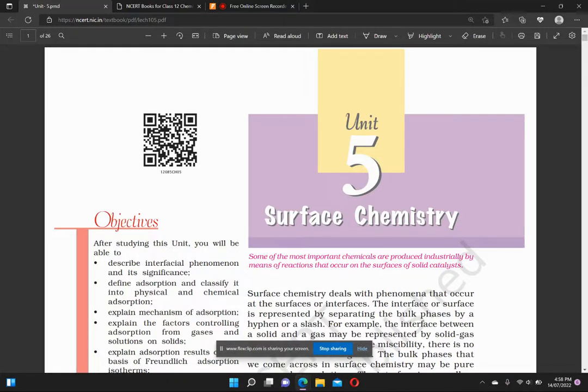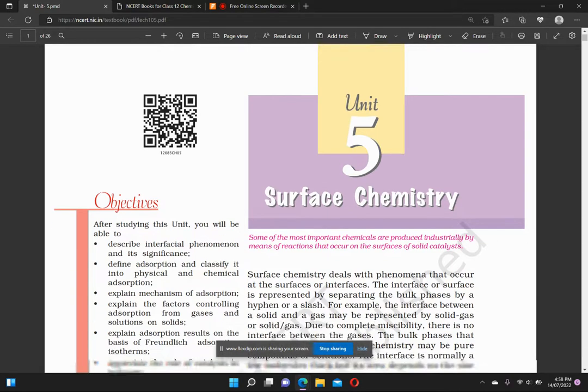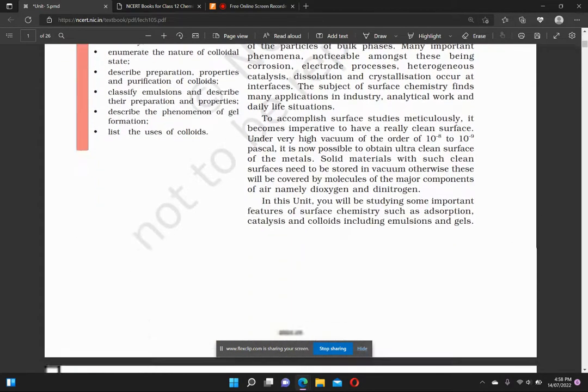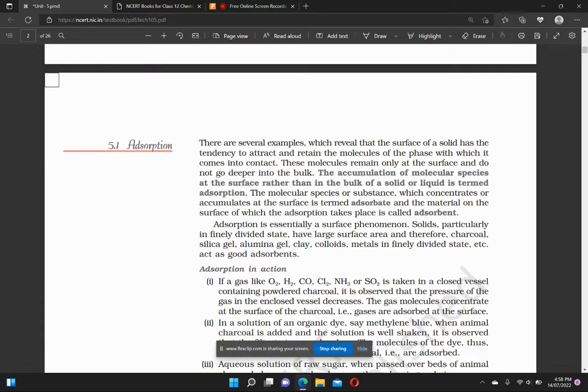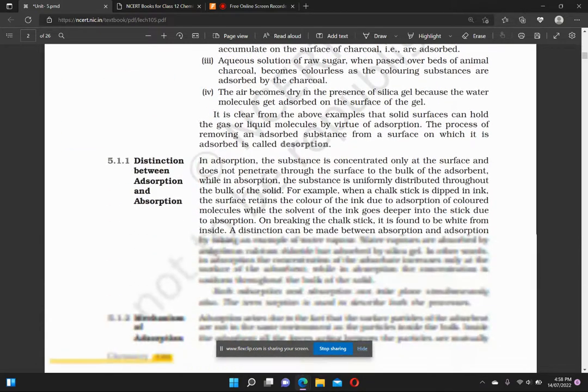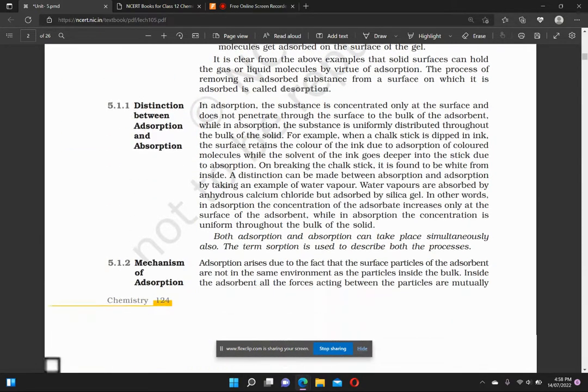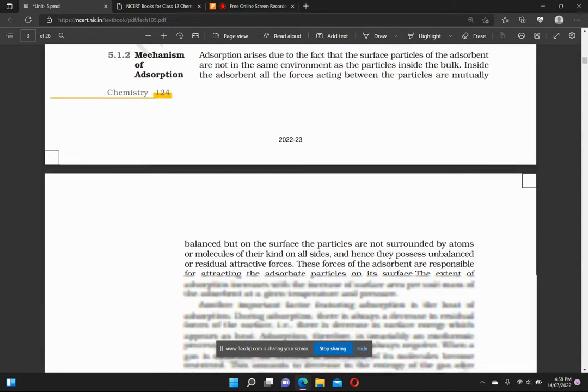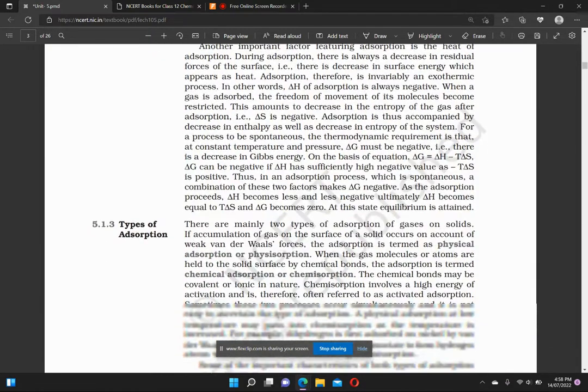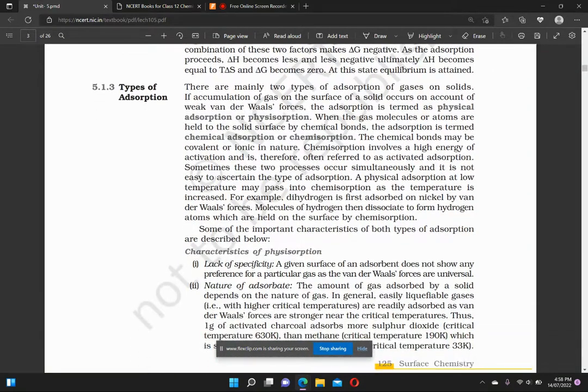Okay, so welcome back. In the previous video of this chapter, surface chemistry, we studied this much. We just highlighted the important points. We studied what is adsorption, the distinction between adsorption and absorption, and the mechanism of adsorption. We did these three topics. I didn't complete the whole sentences, whatever you're seeing, but rather I just highlighted the important points. You can go and watch the previous video and then come and watch this video.